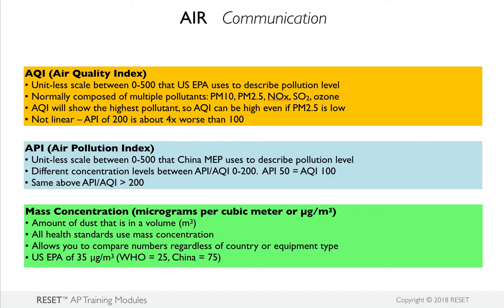So really what I want to stress here is this last box, which is talking about mass concentration. And this is micrograms per cubic meter. This is really the best way to understand what the particulate is in your air. It is what all health standards use, and it allows you to compare numbers regardless of the country or the equipment type. But you really need to be aware of this unit, micrograms per cubic meter. This is also what Reset is using and asking for when you measure particulate matter.